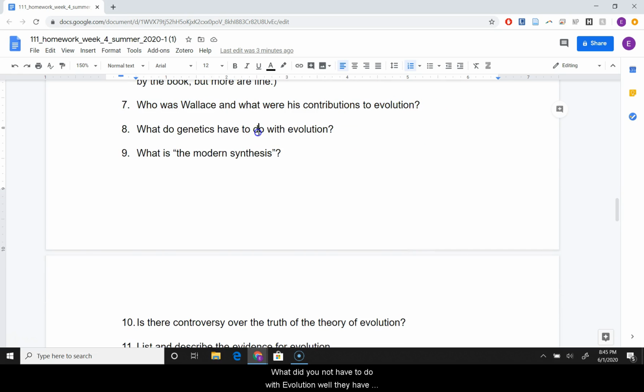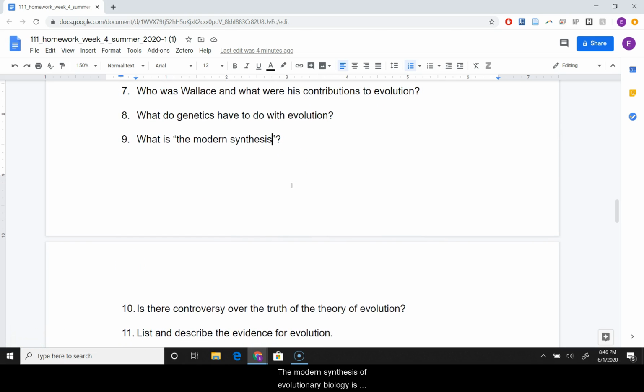What did genetics have to do with evolution? Well, they have a lot to do with evolution. If you have a characteristic that you're able to pass on to your offspring, it's going to be embedded within your genes. It's going to be in your genetics. It's a very fast answer, but yeah, check that one. Look that one up. Figure out maybe a better answer for this, but that's the basics of it.